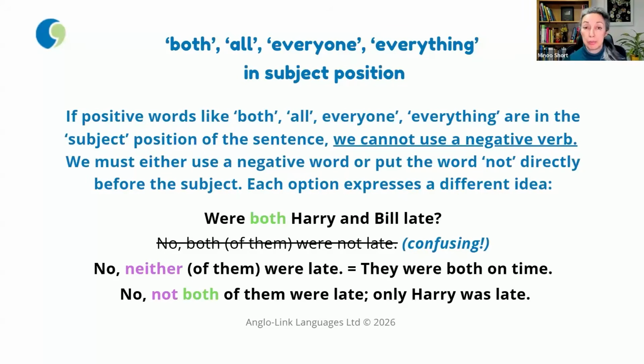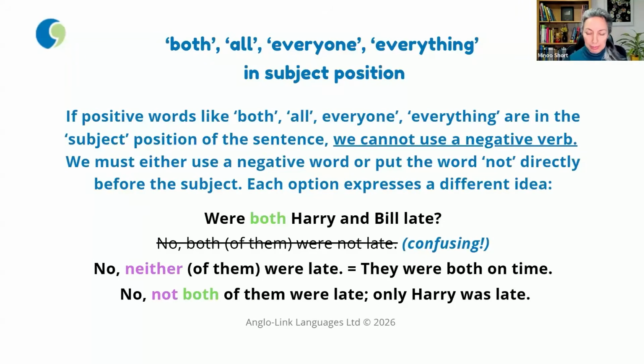First example is with both. Were both Harry and Bill late? Avoid saying, no, both of them were not late. This is confusing. We don't know what you mean. You can either say, no, neither of them were late. That means they were both on time. Or say, no, not both of them were late. Only Harry was late. So these are your 2 options to answer this question with 2 very different meanings.